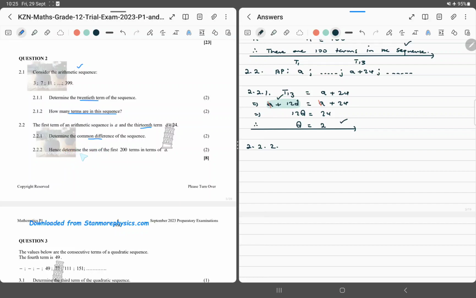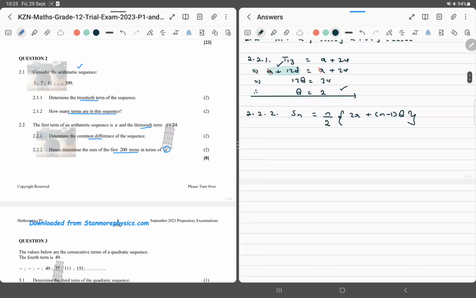Let's see, determine the sum of the first 200 terms in terms of a, meaning a is part of the answer. So basically Sn is equal to n over 2 into 2a plus n minus 1 times d. So this implies that S200 is going to be 200 over 2 into 2 into a, that was the first term, plus 200 minus 1 times d, we just found out it's 2 above.